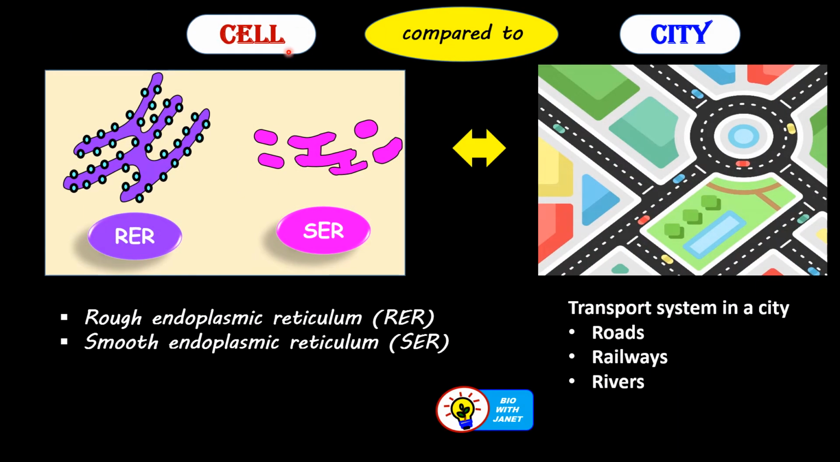So if we are to compare a cell to a city, the rough endoplasmic reticulum and the smooth endoplasmic reticulum, which together is called the endoplasmic reticulum, actually is like the transport system in a city, which are the roads, railways, and rivers that transport substances from one place to another. So the rough and smooth ER is like the transport system in the cell.